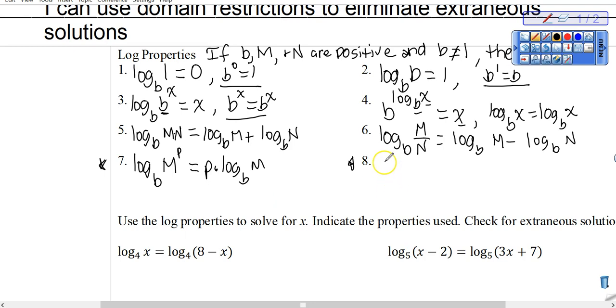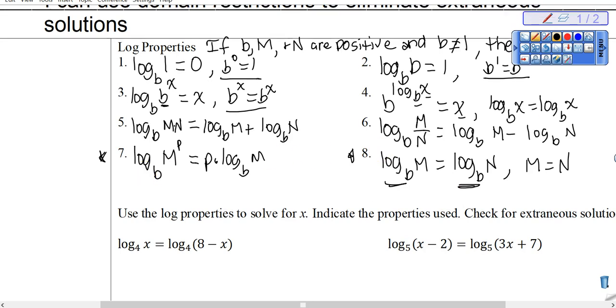This last one, you employ often. The log base b of m is equal to the log base b of n. If the logs are equal, then the numbers are equal. Basically, if they match, same logs, same base, just drop the logs, solve the rest. So we will employ those two properties today.